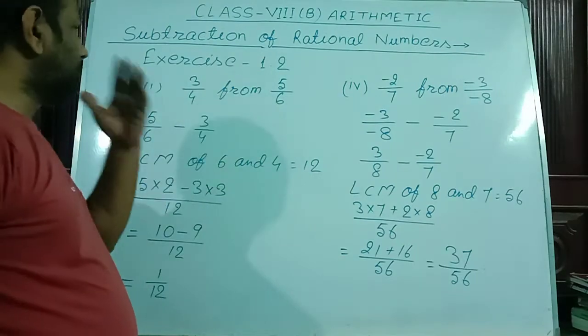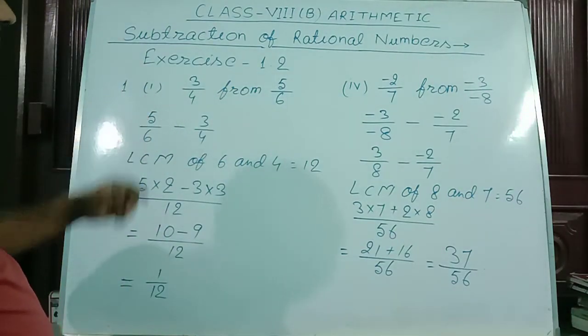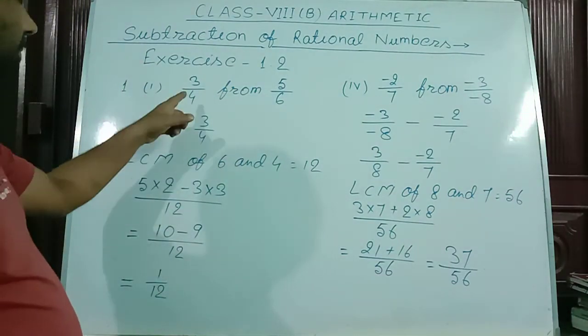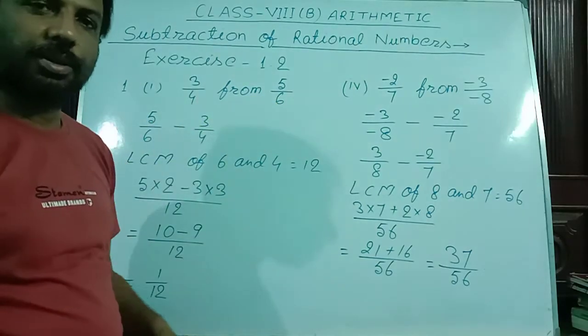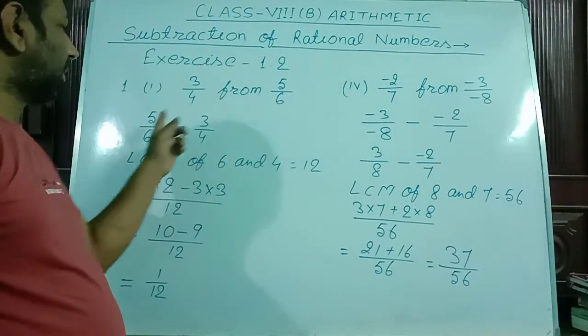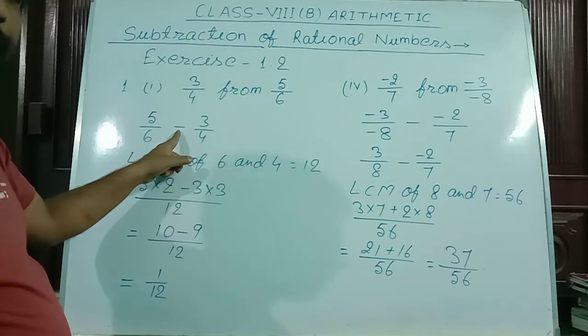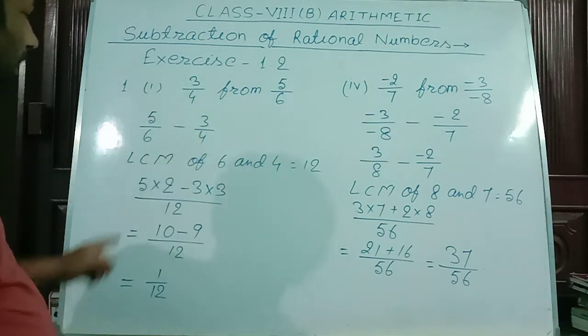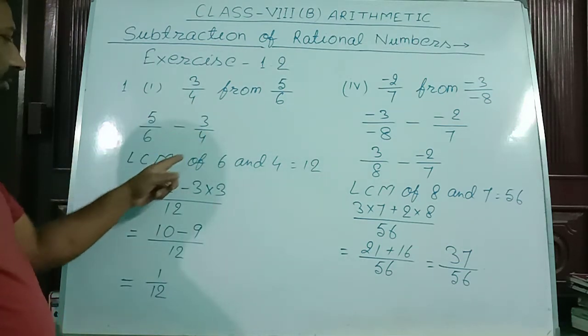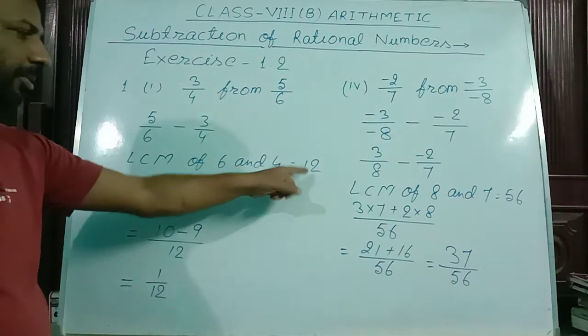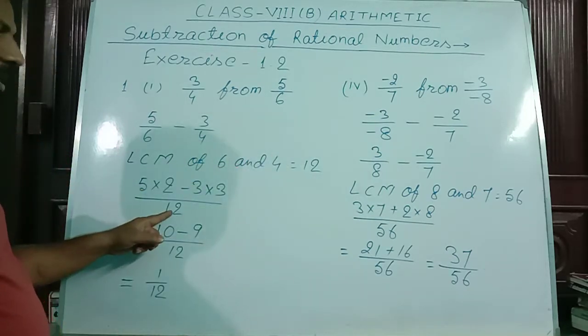Exercise 1.2, question number 1, Roman number 1. We are asked to subtract 3 by 4 from 5 by 6. So first of all we write 5 by 6, then the sign of subtraction, then 3 by 4. I found the LCM of 6 and 4. LCM of 6 and 4 became 12. I wrote here 12 at the place of LCM.